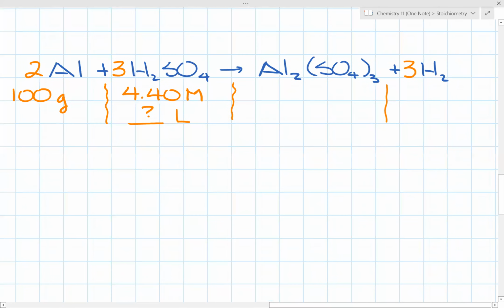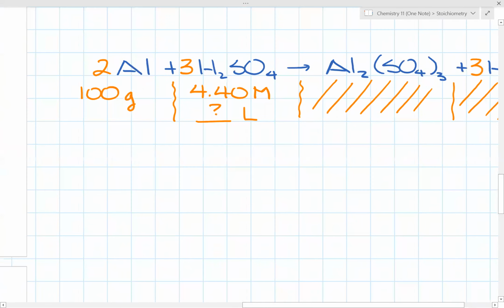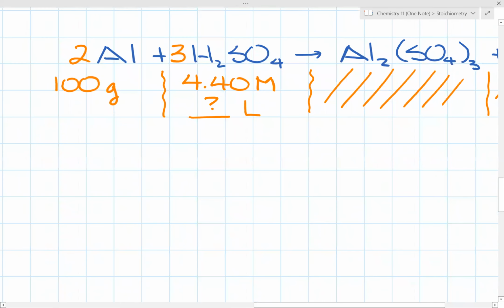Now, because the question doesn't ask for aluminum sulfate, I just cross it out. Doesn't ask for hydrogen, I just cross it out. So it just helps me focus on aluminum and sulfuric acid. Now, what might trip people up is they might say, well, Mr. Chan, we have numbers for aluminum and numbers for H2SO4. Which one do we start off with?